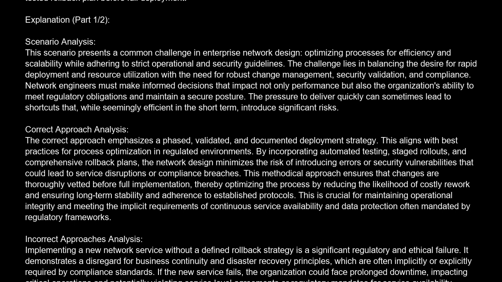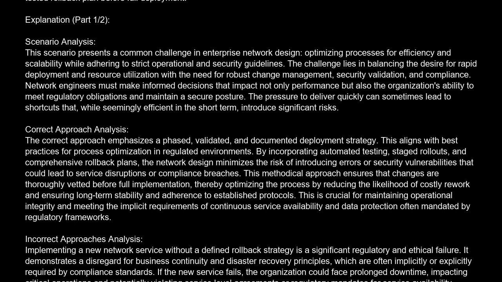The challenge lies in balancing the desire for rapid deployment and resource utilization with the need for robust change management, security validation, and compliance. Network engineers must make informed decisions that impact not only performance, but also the organization's ability to meet regulatory obligations and maintain a secure posture. The pressure to deliver quickly can sometimes lead to shortcuts that, while seemingly efficient in the short term, introduce significant risks. Correct approach analysis. The correct approach emphasizes a phased, validated, and documented deployment strategy.